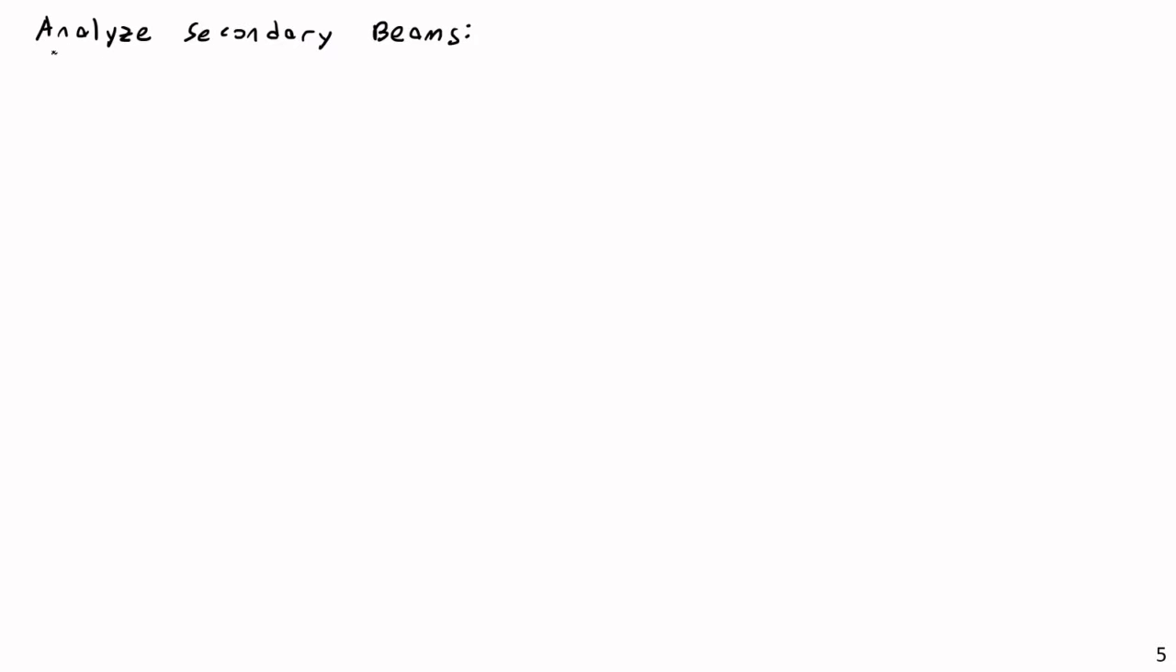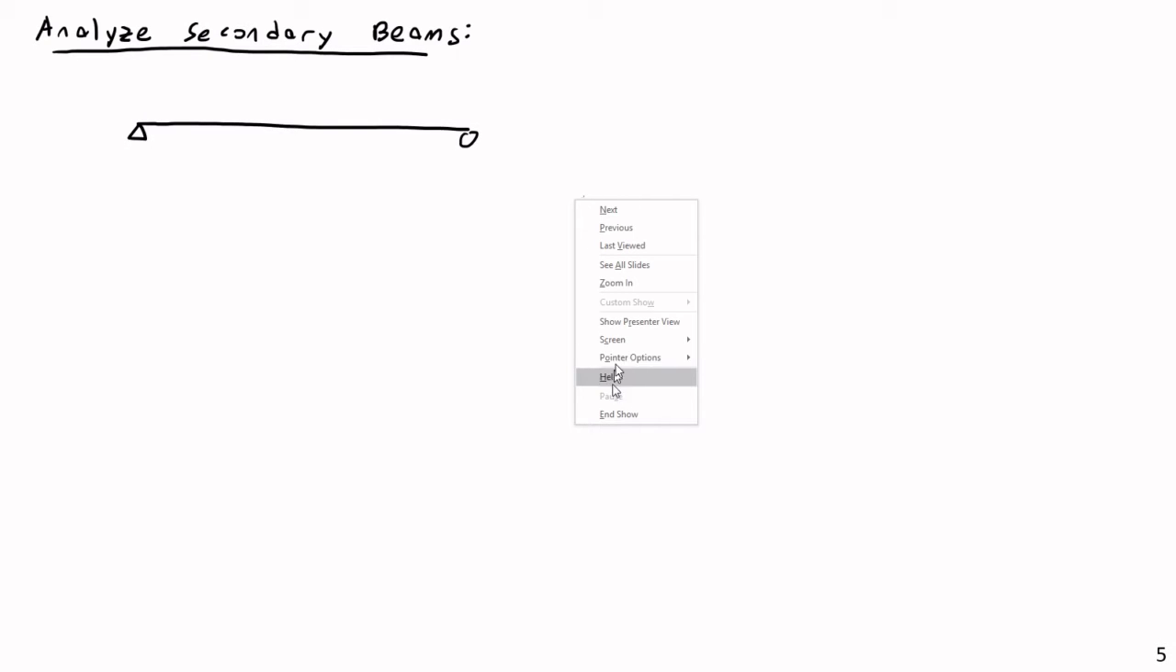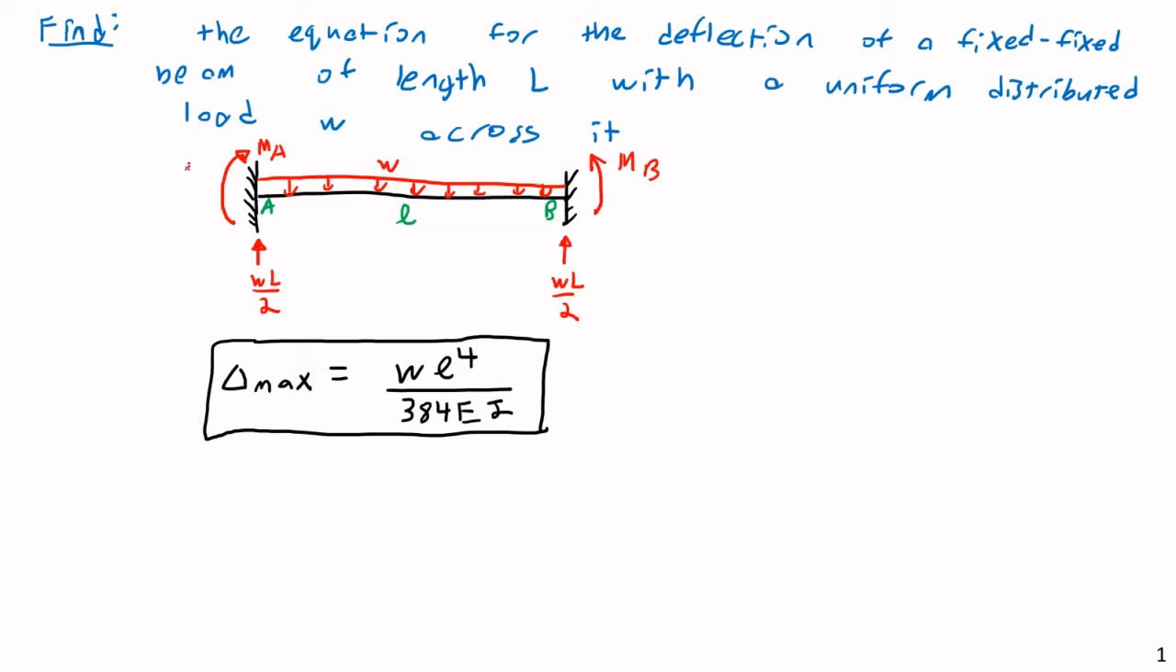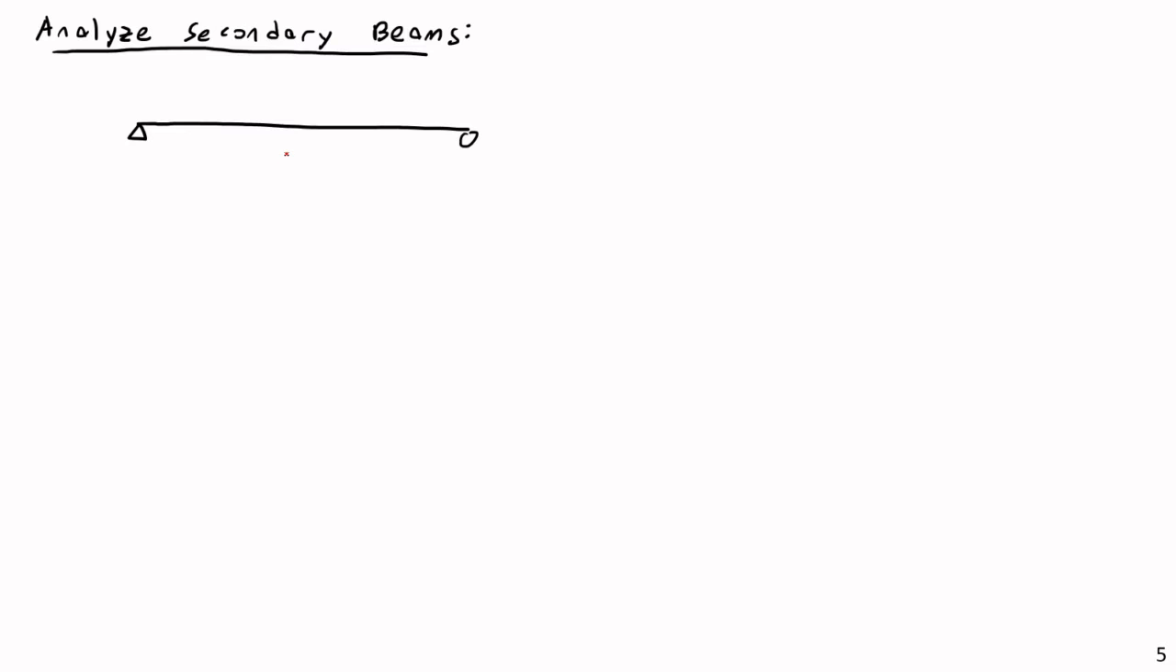Now I'll analyze the secondary beams. And here, let's say we have our simply supported beam again. Nice, friendly, simply supported beams. The first one I'm going to work through deals with the moment at A, or the reaction MA here. And since I assumed this was going clockwise, I'm going to do the same thing for my unit moment here.